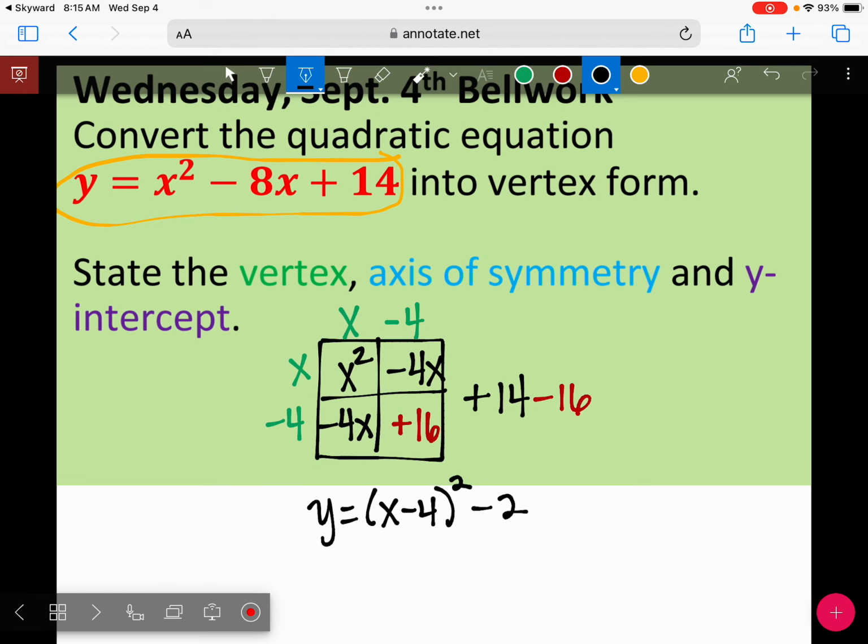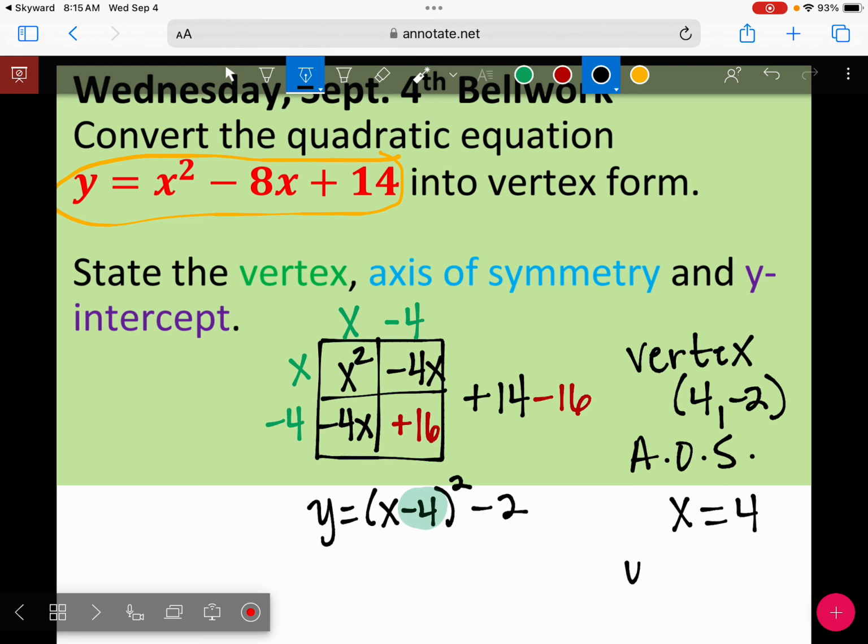All right, your vertex, you have to flip the sign of this -4. So the vertex is going to be at +4, -2. The axis of symmetry, which is the line that cuts it in half, that's going to be at x equals 4. And the y-intercept we could actually do first.